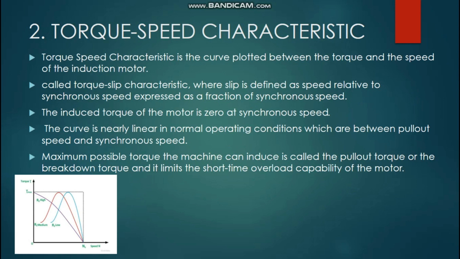Maximum possible torque the machine can induce is called the pull-out torque or the breakdown torque, and it limits the short time overload capability of the motor. It is usually 2 or 3 times the rated full load torque of the motor. The starting torque of the motor is slightly larger than its full load torque, so this motor will start carrying any load that it can supply at full power.